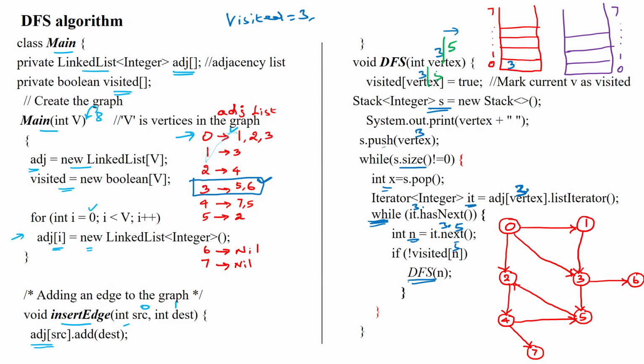So 5 is visited now. Then 5 is pushed into the stack. Already 3 is over, but even though 3 is available in the track, this while loop is not over. So 5 is pushed into the stack, and then it checks s dot size not equal to 0.